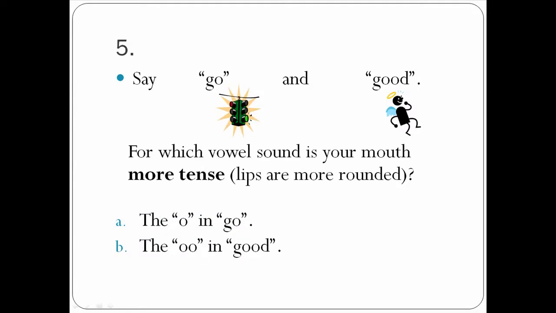5. Say go and good. For which vowel sound is your mouth more tense and your lips are more rounded? Your mouth should be more tense and your lips should be more rounded for the O in go. Again, go, good.